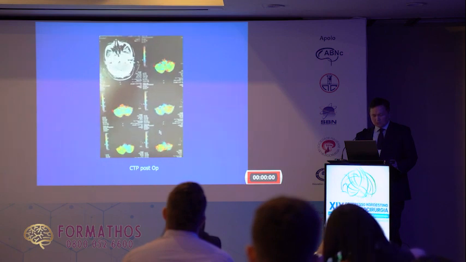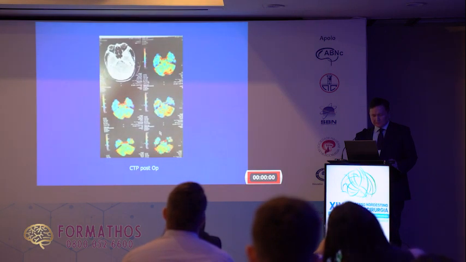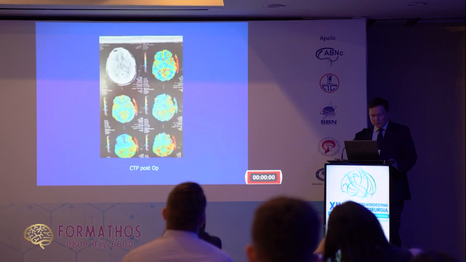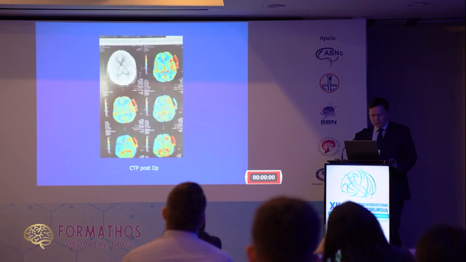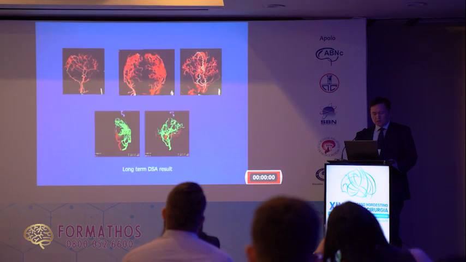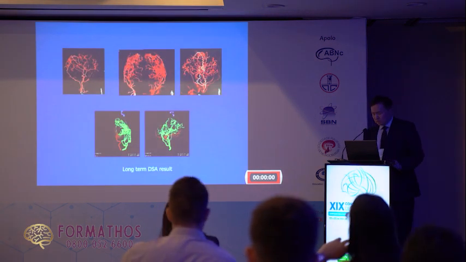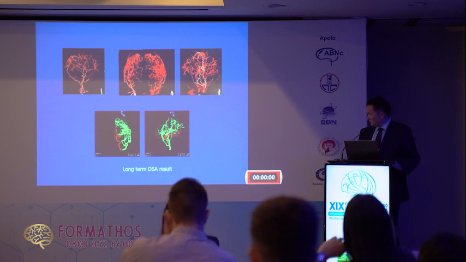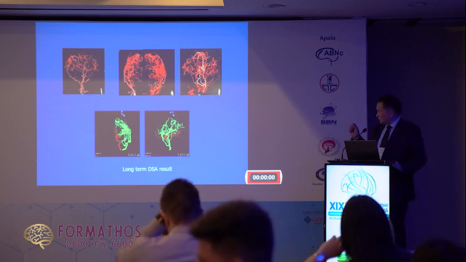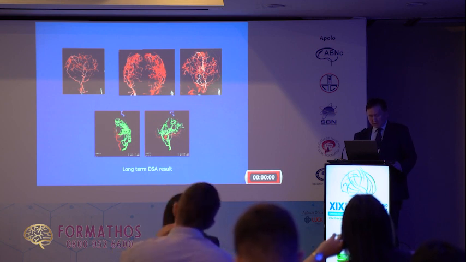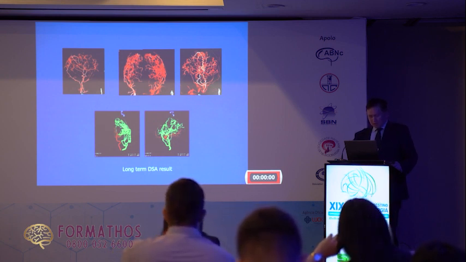This is a CT perfusion after the bypass. So in some cases, we can almost cure the Moyamoya disease, but in most cases, the ICA still feeds the deep structures like thalamus and the basal ganglia. So the ICA was still functional.